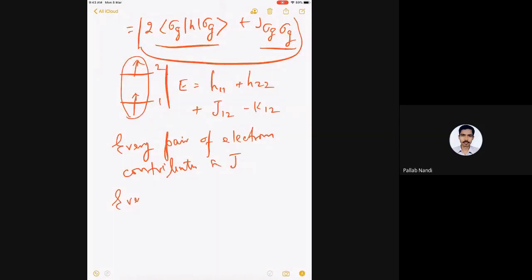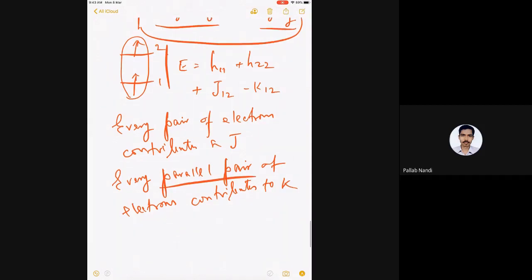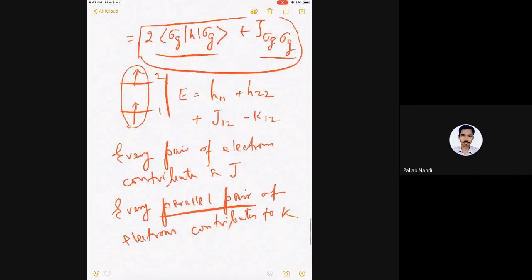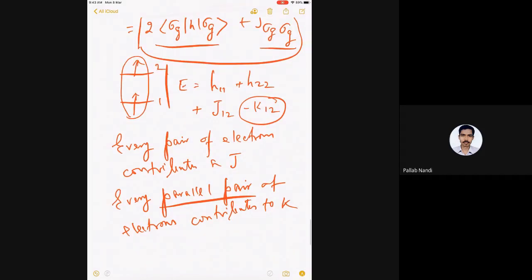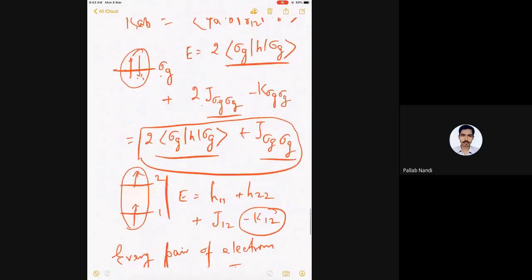However, every parallel pair of electrons contributes to K, only parallel pair. So, for example, there is a parallel pair here, so that's why minus K1 comes. And of course, whenever there is a K, K always comes with the negative sign. So, minus K1. Whereas here, there is no parallel pair. It's only anti-parallel pair. So, there is only J.